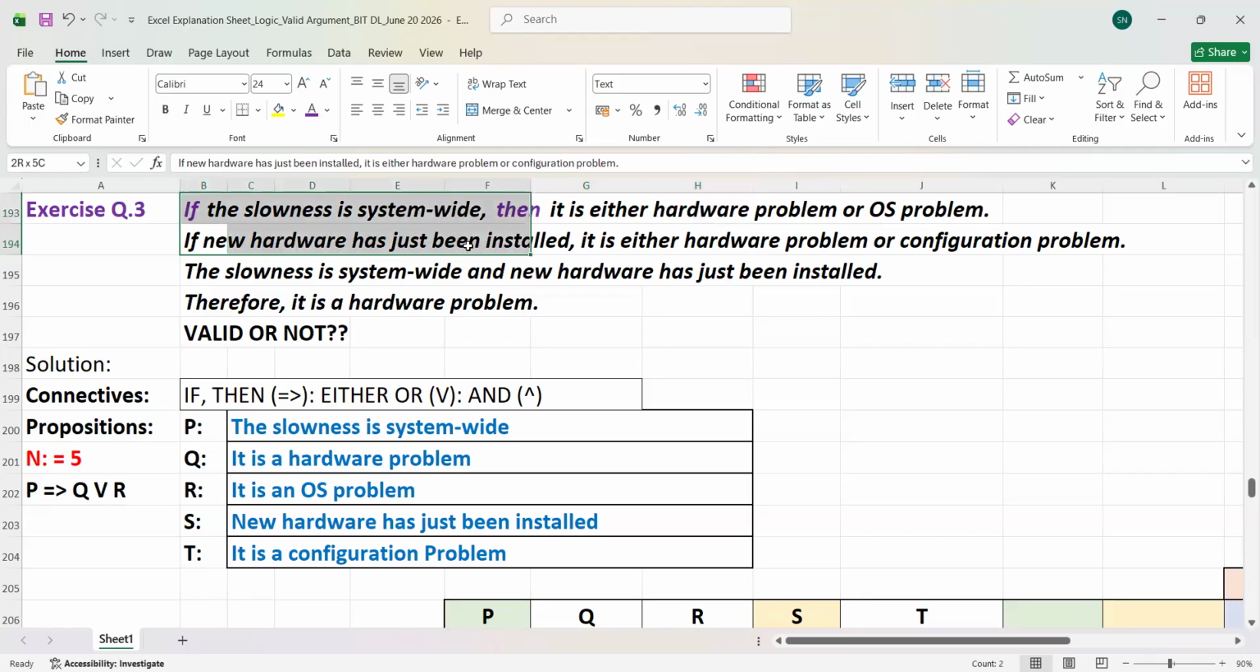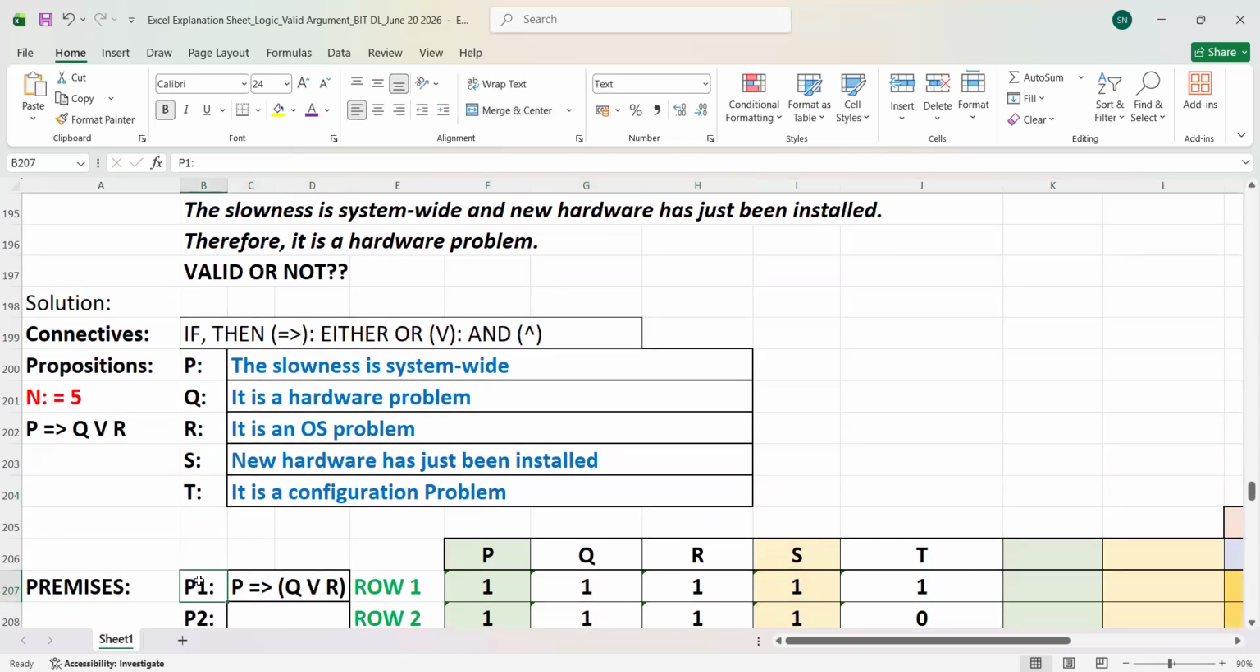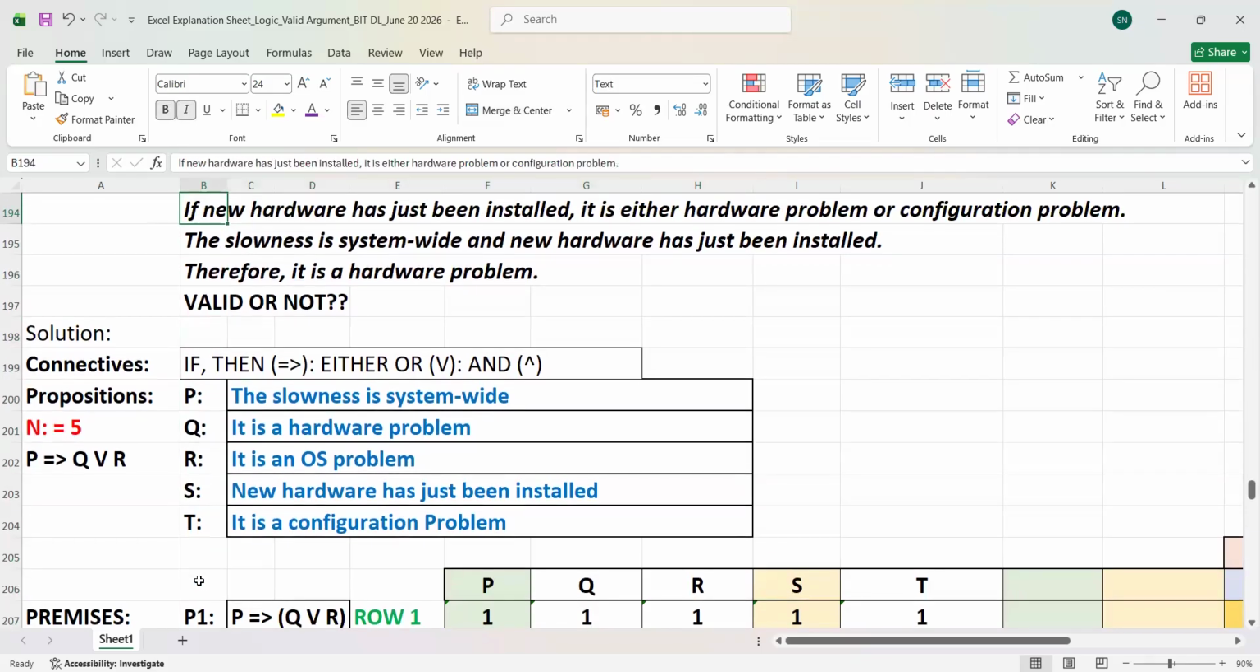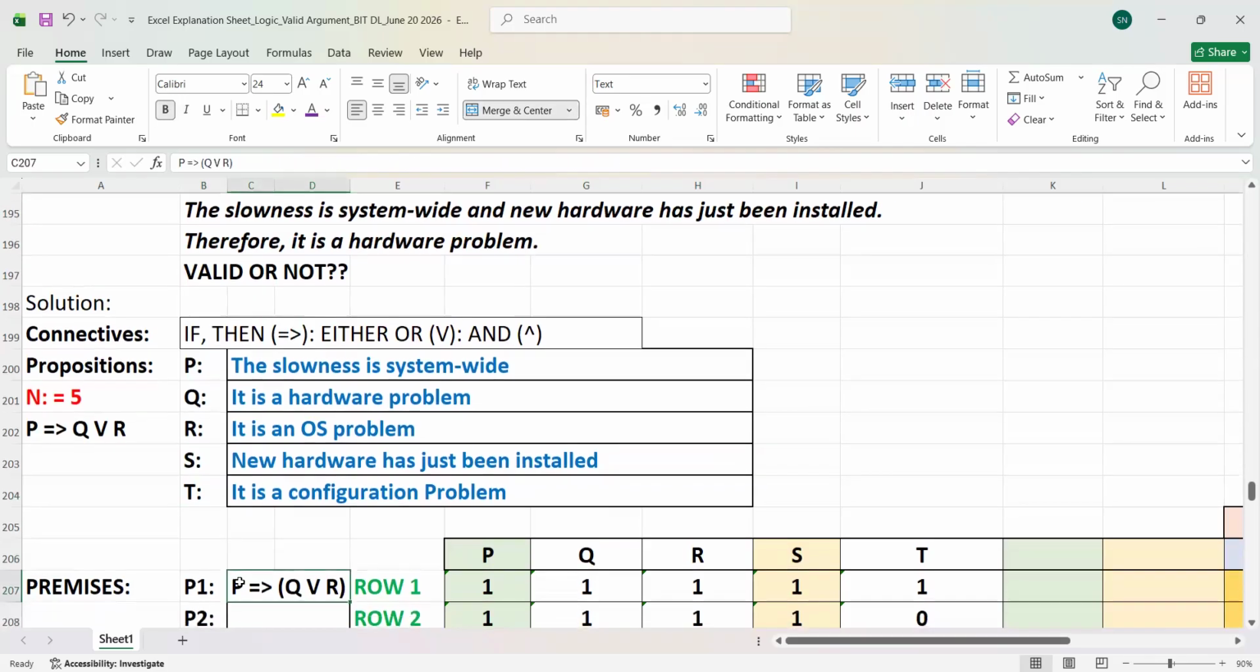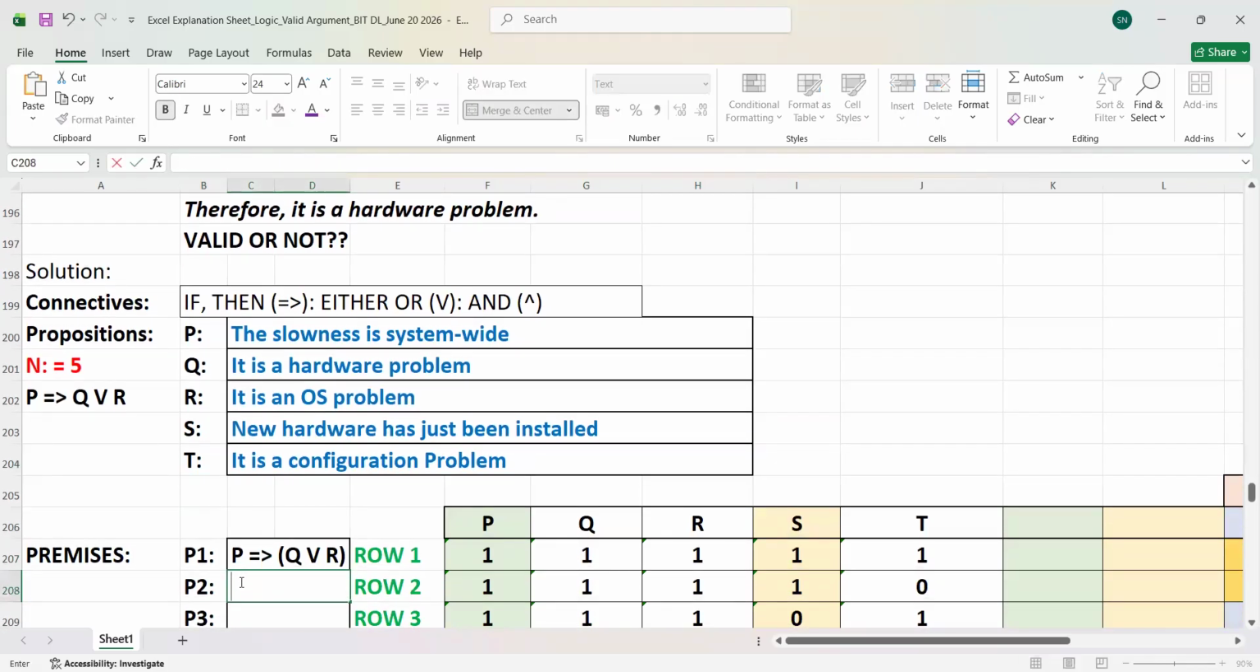Now let's pick the second statement. A new hardware has just been installed. New hardware is S. It's either a hardware problem, which is Q, or a configuration problem, which is T. So we are joining S, Q to T. Who can help us with that? Premise 2: S implies, into bracket, Q disjunction T. Good. Exactly. S implying into bracket Q or T.